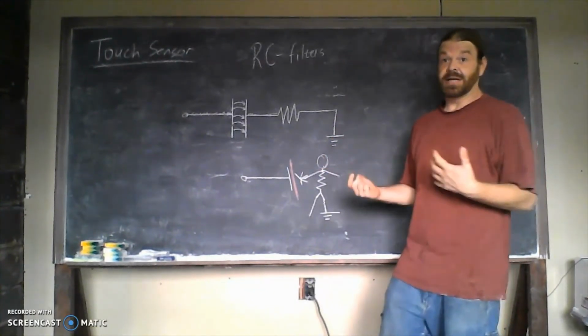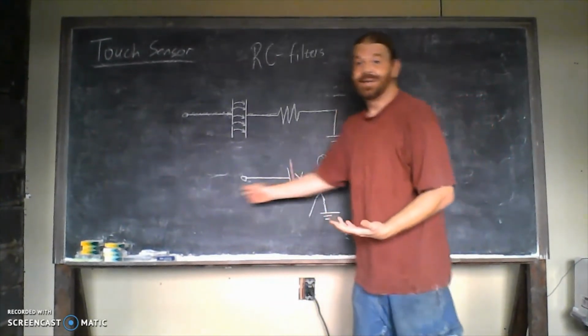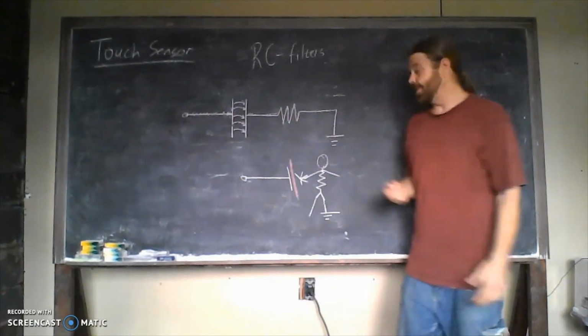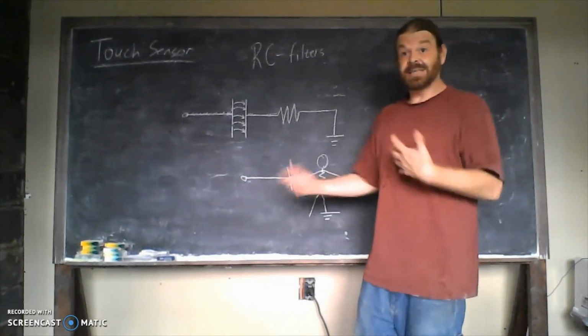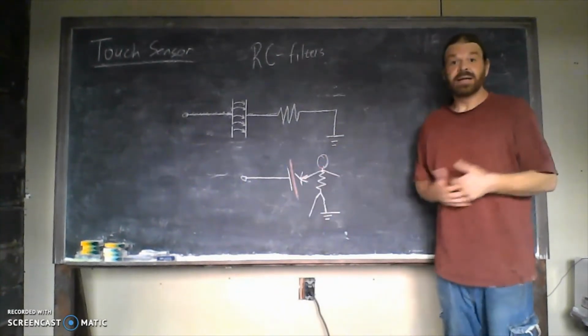If it was a great insulator, it would block it. And if it was a great conductor, it would just make contact and we wouldn't have a capacitor anymore, we'd have a wire. So something that's not a great insulator or a great conductor going between there, we call that a dielectric material.